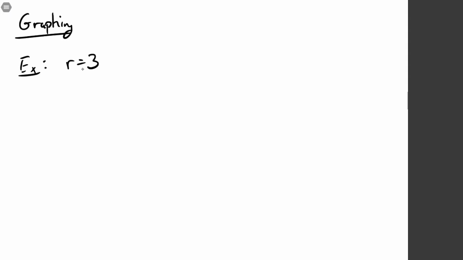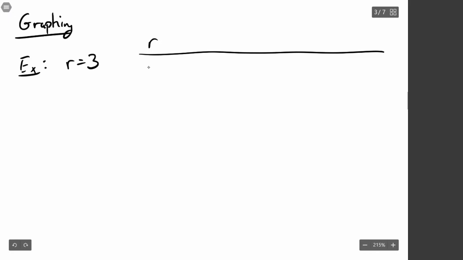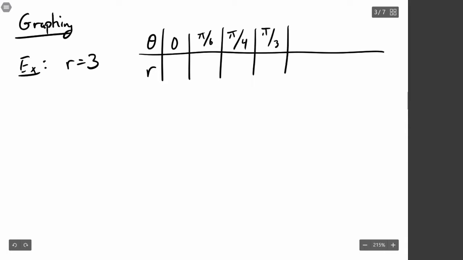This says that no matter what theta is, r is always 3. So if we made a chart of values, theta is usually the input variable here, so we'll say theta and r. We did 0, pi over 6, pi over 4, pi over 3, pi over 2. No matter what we put in, that's always 3. So what does that mean? No matter the angle, we're always 3 units away from the origin.